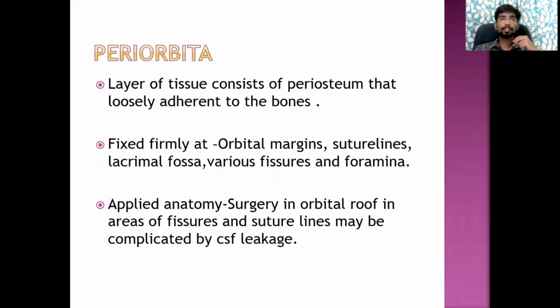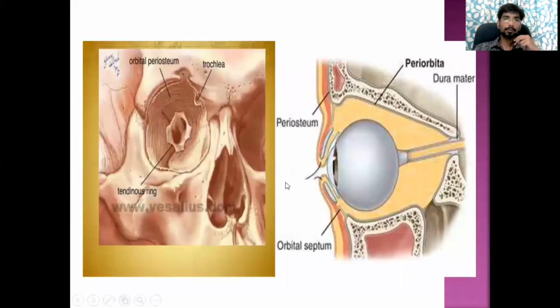Periorbita is a layer of tissue consisting of periosteum that is loosely adherent to the bone. So basically periosteal tissue which is loosely adherent to bones is called periorbita. It is fixed firmly at orbital margins, suture lines and various fissures and foramina. This is the orbital periosteum. It is fixed at the various fissure lines, and along the orbital margins it is fixed very firmly. Here also this is the periorbita.